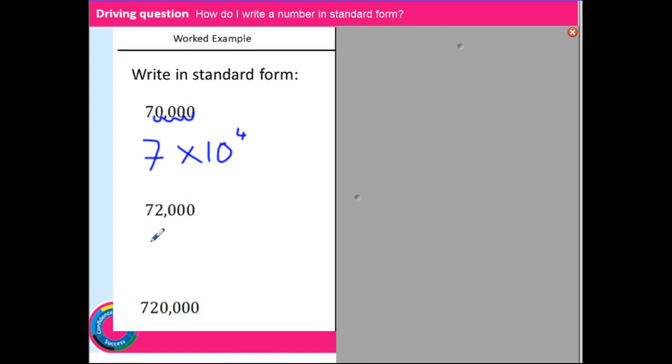How about this one? Would 7 be correct? Or 72? Well, 7 wouldn't be correct because it would be the same answer as this one. But 7.2 is between 1 and 10, multiplied by 10 to the power of 4. 1, 2, 3, 4. And then finally, 720,000, again 7.2 multiplied by 10 to the power of 5. It's the same as 7.2 multiplied by 10 5 times.